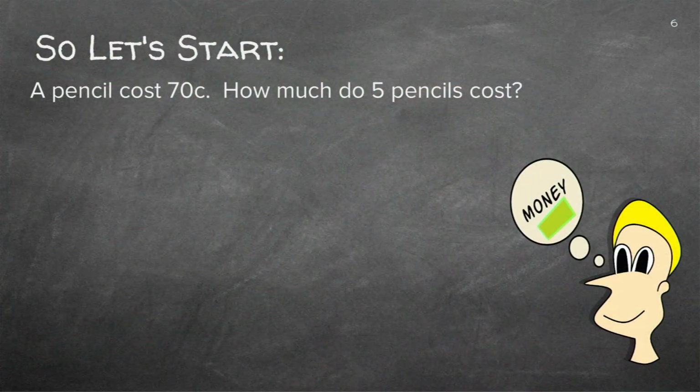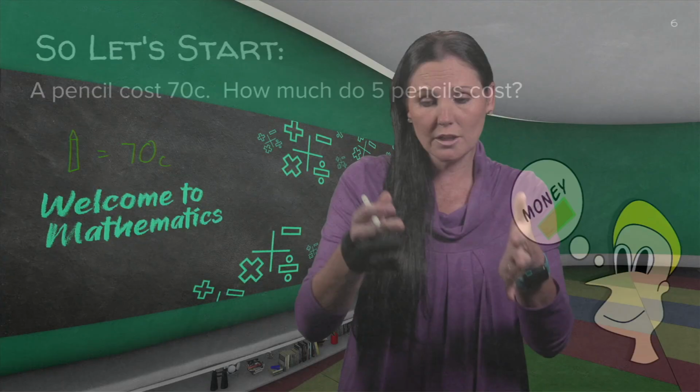A pencil costs 70 cents. So one pencil is 70 cents. You can sometimes draw yourself a picture to make it easier for you. So one pencil equals 70 cents. How much do 5 pencils cost? So I've got 1, 2, 3, 4, 5. And it's 70, 70, 70, 70, 70.